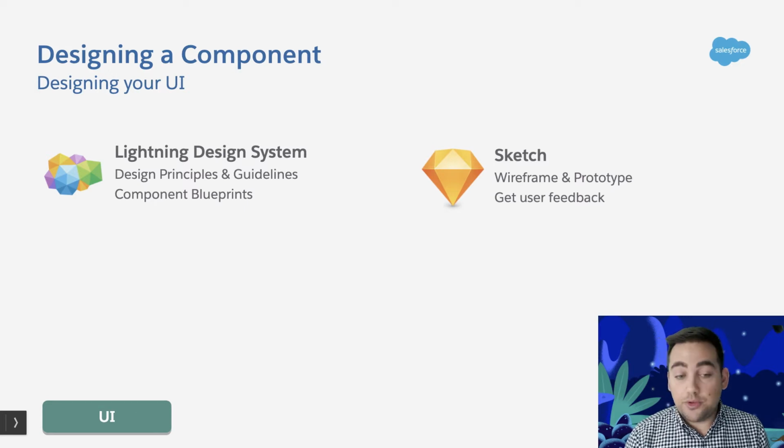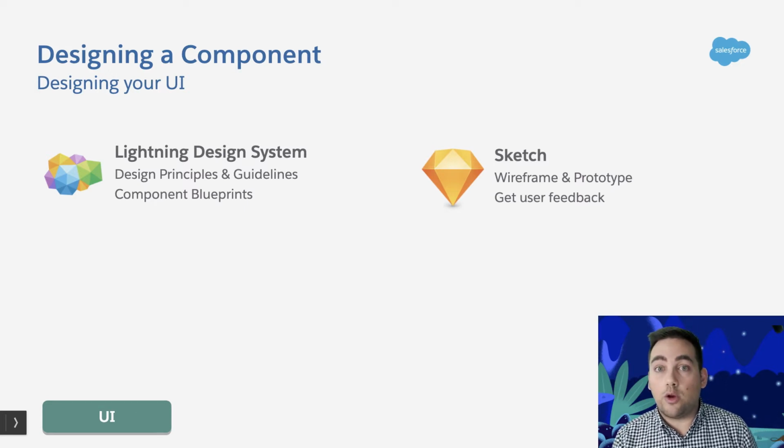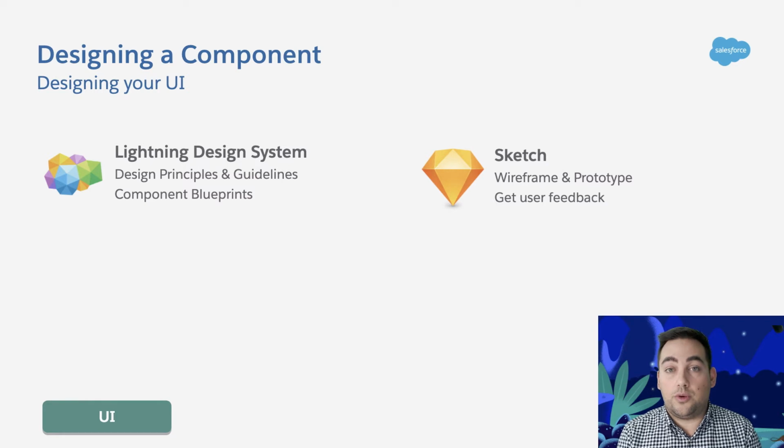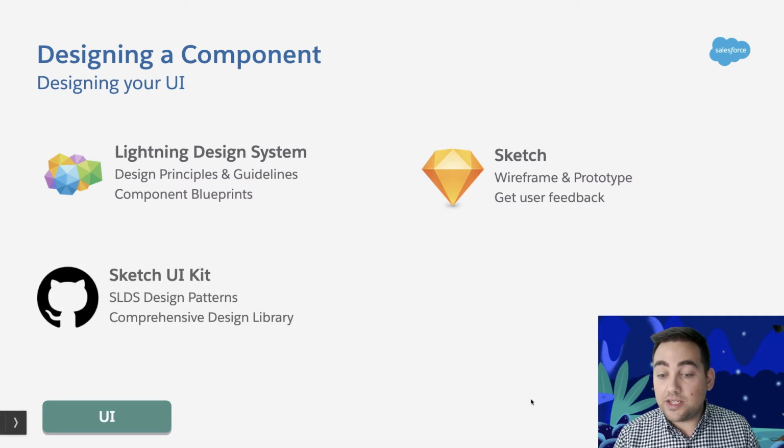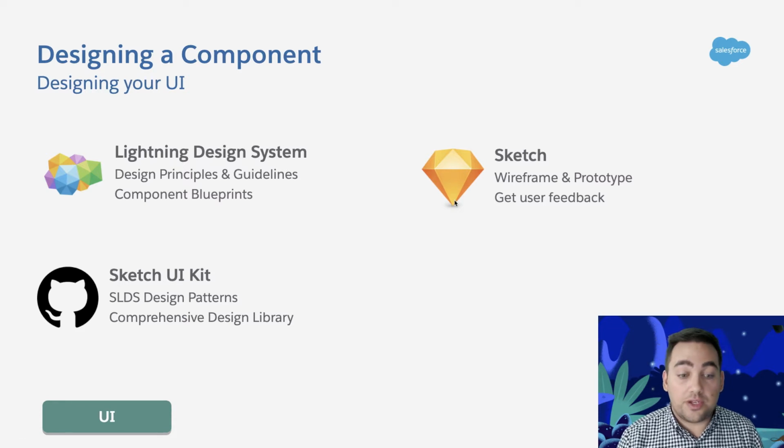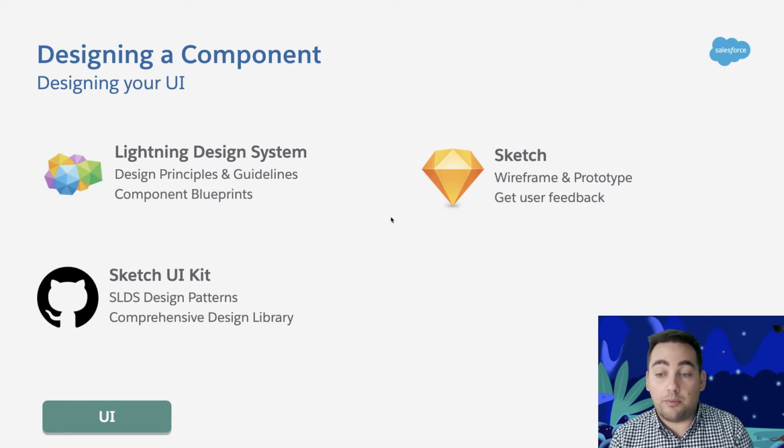Now, I love using Sketch. It's a great tool for wireframing and prototyping, and allows you to really create user interfaces that you can then share and distribute paper prototypes with your end users to really get some feedback and ensure that what you're building is correct. Recently, we've launched the Sketch UI Toolkit, and really enhanced it from its original version so that we can get all of those Lightning Design System patterns, components, fonts, everything you need in Sketch for us to use and create our components.